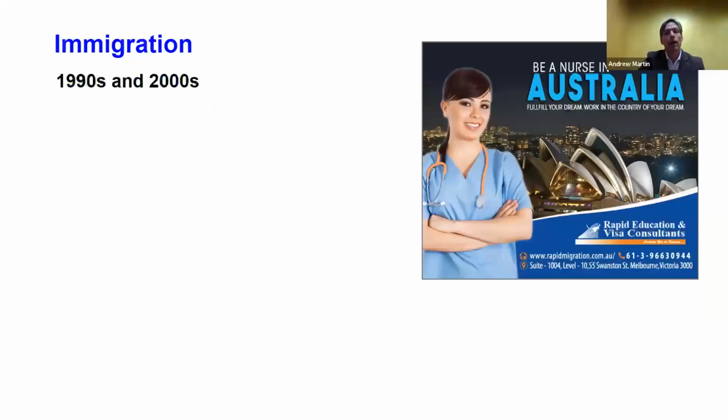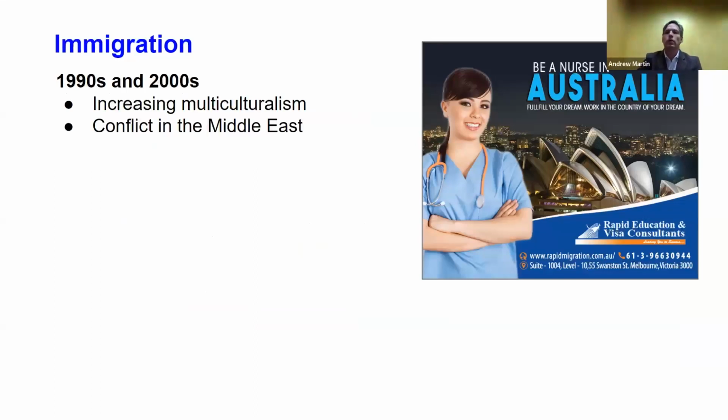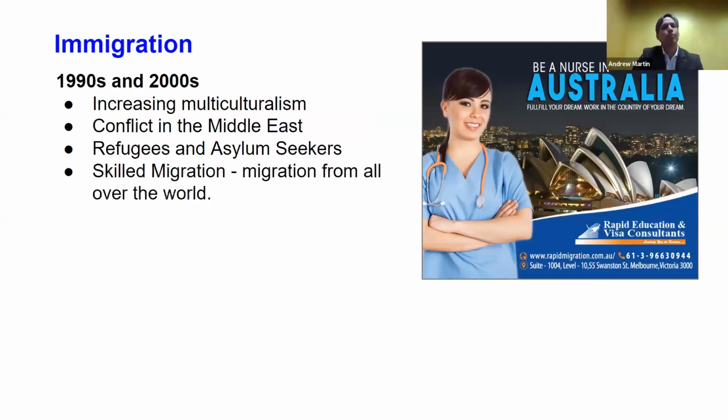More recently, in the last 30 years, we have multiculturalism continuing and increasing. There was conflict not this time in the Asian region, but this time in the Middle Eastern region. You don't remember, but you've read about the Iraq conflict and Afghanistan. We had refugees and asylum seekers before this, but also during this time. And also this idea of skilled migration, you can see in the picture there, advertising being a nurse in Australia, migration coming from all over the world to meet labour needs in Australia.